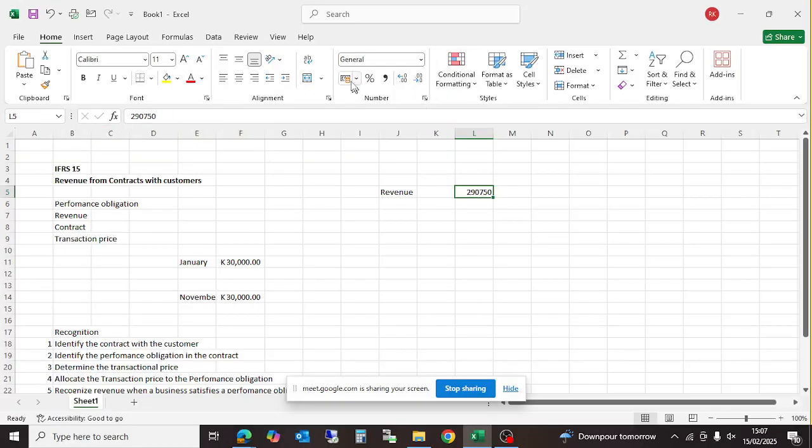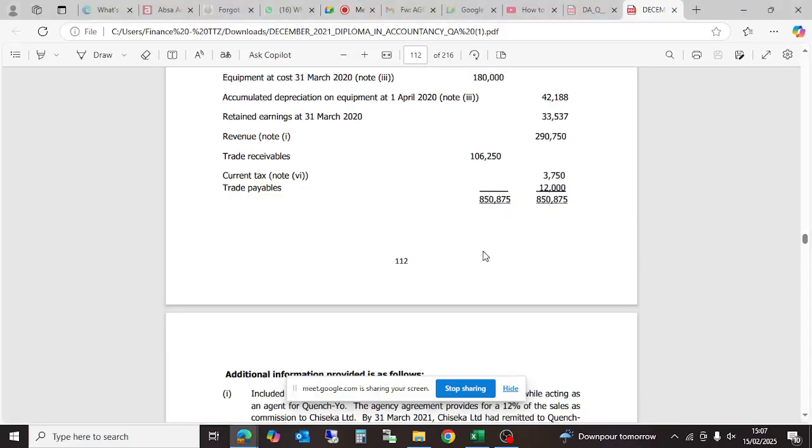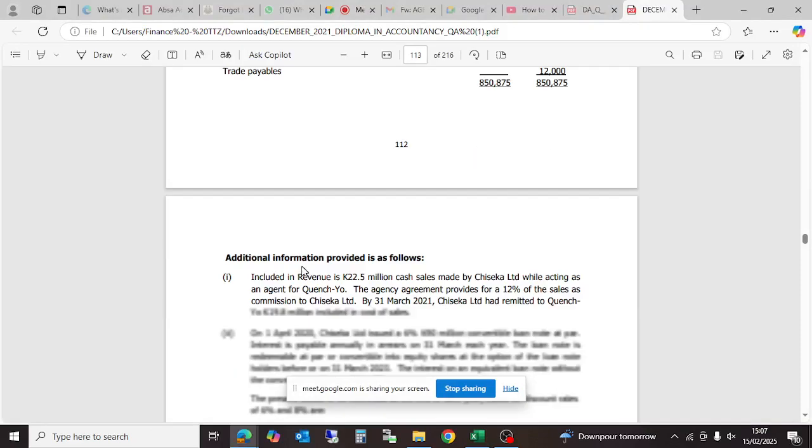Okay, so that's our revenue of 290,750. And what are they telling us about the same revenue? They are telling us that included in the revenue is 22.5 million cash sales made by Chiseka Limited while acting as an agent for Quenchio. The agency agreement provides for a 12% of the sales as commission to Chiseka.